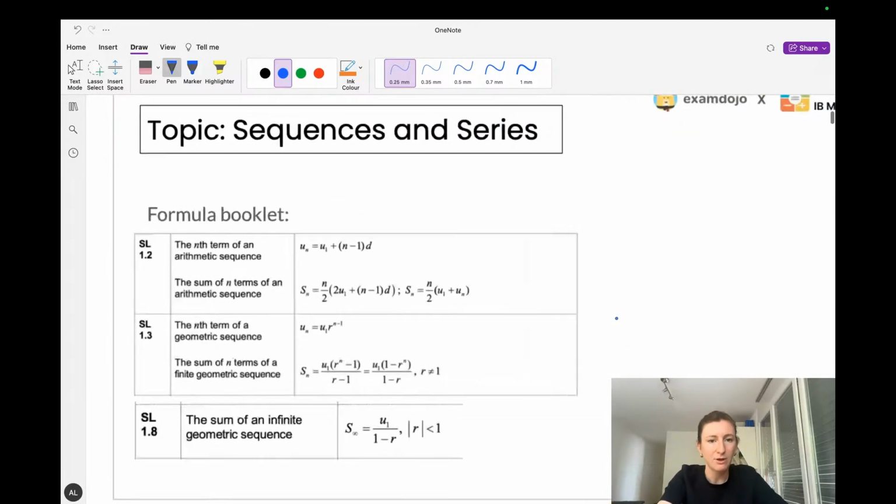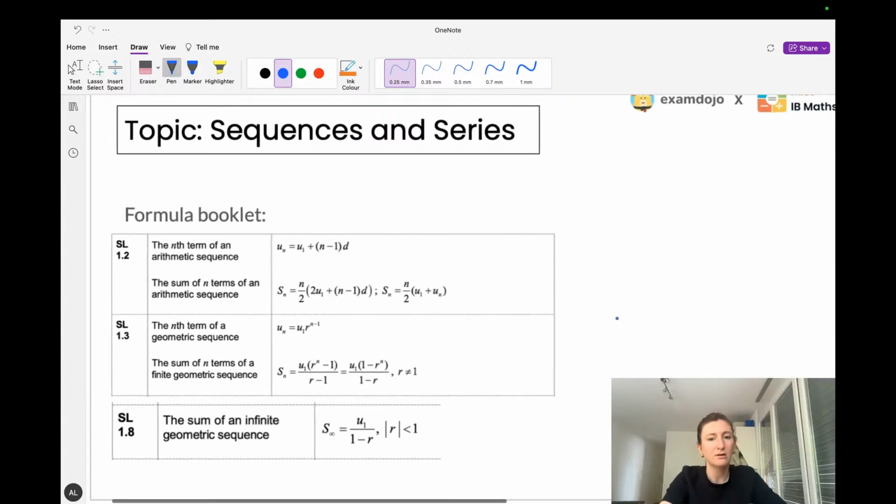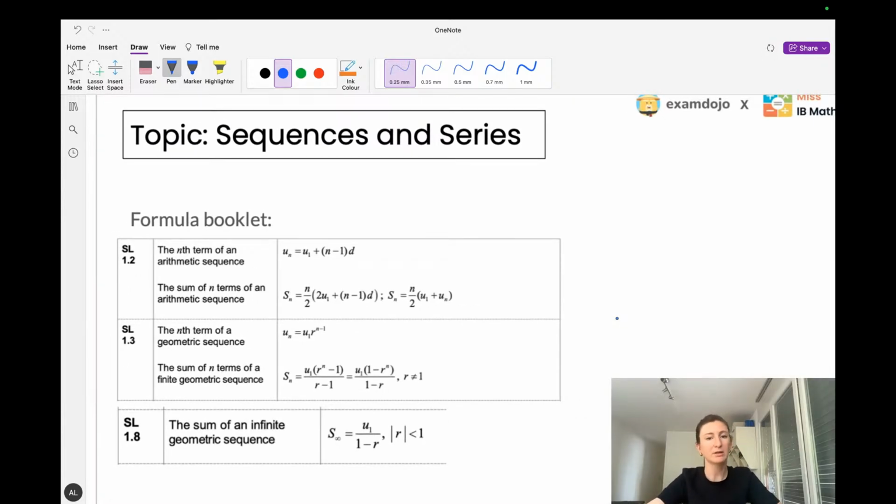Just to start with what you have in the formula booklet, these are your formulas. A lot of this topic is just substituting into formulas, using the clues that they give you. So you have to find a term in an arithmetic sequence, and then the sum of all values in an arithmetic sequence. If we have it written like this, 2, 4, 6, 8, 10, that is a sequence. And if we have 2 plus 4 plus 6 plus 8 plus 10, that's an arithmetic series. So that's finding the sum.